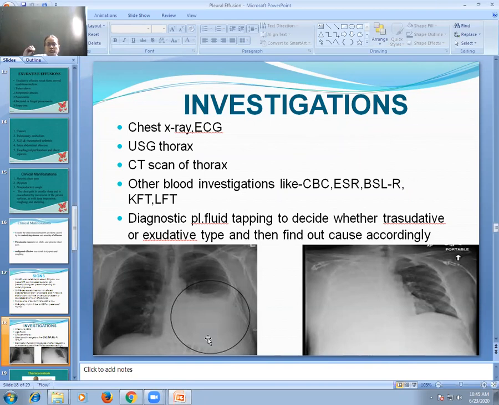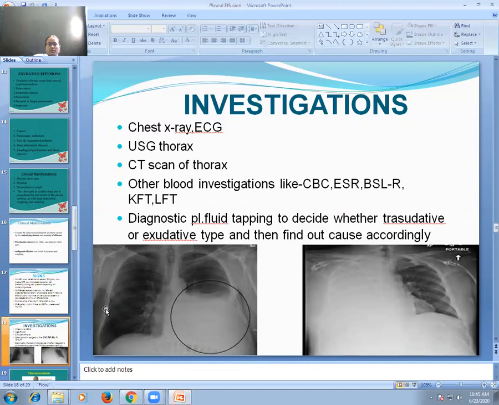And to confirm this collection, there are two important investigations. One is X-ray chest and second is ultrasound of the thorax. CT is rarely required for the diagnosis of pleural effusion. So ultrasound and X-ray, these are the diagnostic tests. You can diagnose at least that there is a presence of fluid in the pleural space. So here is a homogeneous opacity on the left side of the chest.